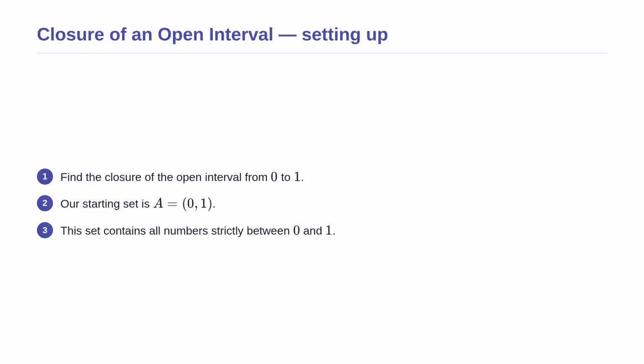Before we move on to any proofs, let us see this formula in action with a concrete example. We want to find the closure of the open interval from 0 to 1 in the metric space of real numbers. This open interval contains all numbers strictly greater than 0 and strictly less than 1, but it does not include the endpoints 0 or 1. Our strategy is to identify all the limit points of this set and add them to our original collection.